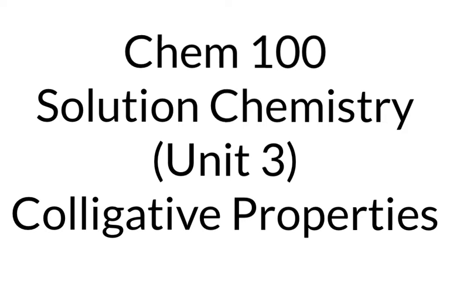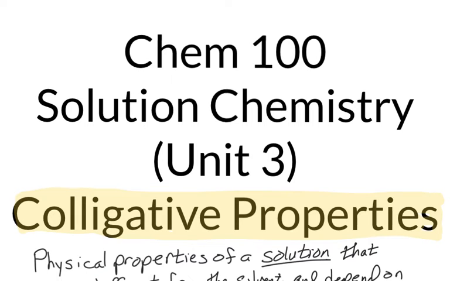Now let's discuss colligative properties. Colligative properties are physical properties of a solution that are different from those of the solvent itself. So by adding some solute to the solution, it changes the properties. There are 4 colligative properties that we'll be discussing in this class.